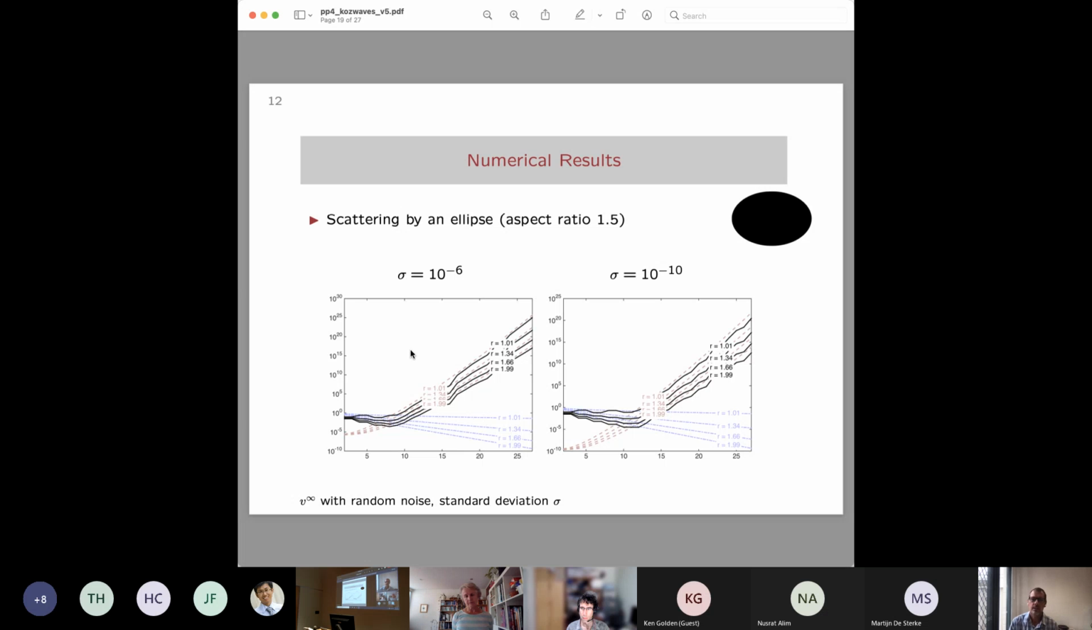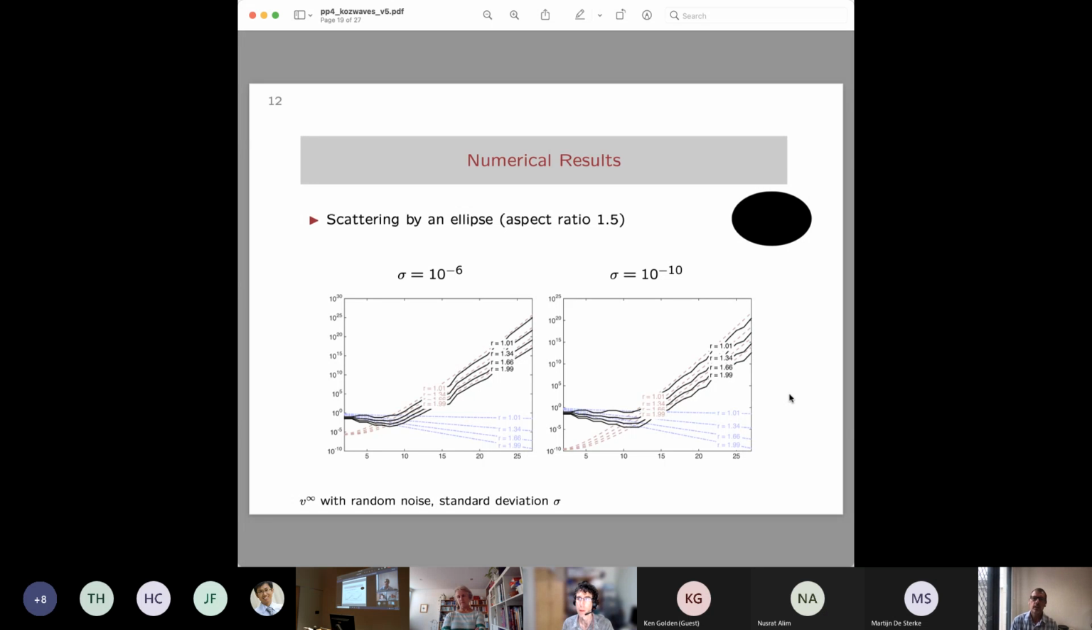The V infinity for this left figure was obtained from U infinity with random noise with standard deviation sigma. If I reduce the standard deviation of the noise, then what happens is that those pink lines move down and to the right, and so we get something like this, and that reduces the error in our reconstruction.